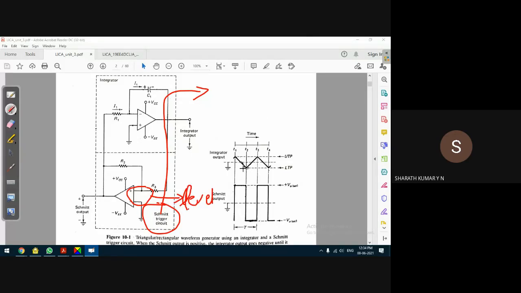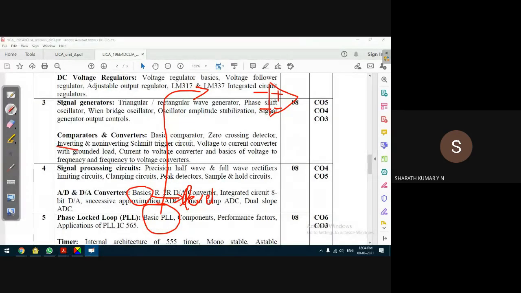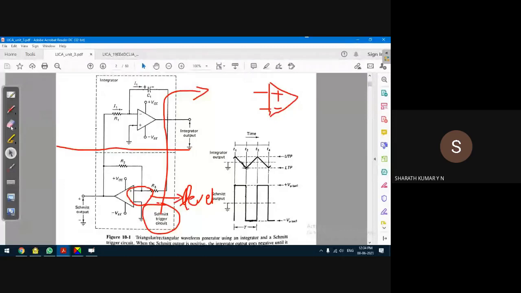Let us say, for example, this is the op amp base, the normal op amp. Of course, there are two possibilities: inverting Schmidt trigger circuit as well as non-inverting Schmidt trigger circuit, which you can see in the syllabus. There are two types of Schmidt trigger circuit: inverting and non-inverting. Very simple, guys.